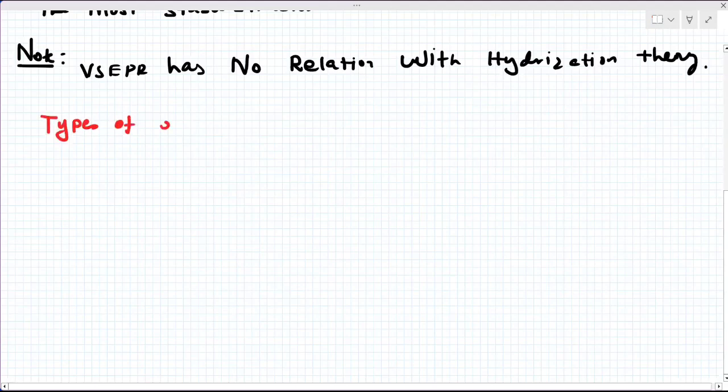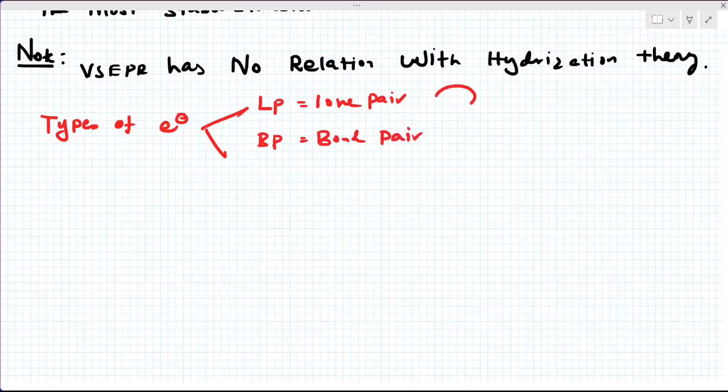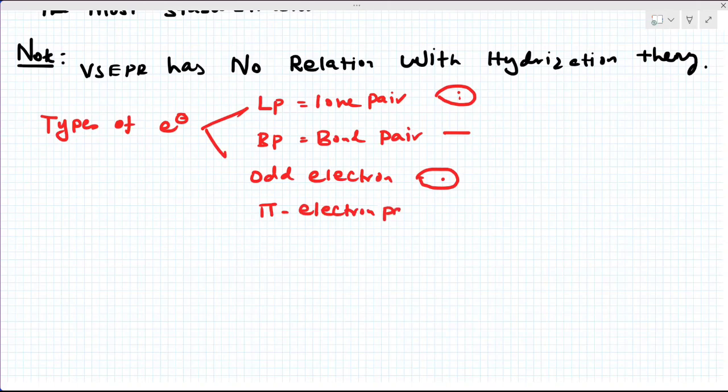Number one, lone pair, LP. That is called lone pair. Now BP, that is called bond pair. This is lone pair, this is bond pair. Now odd electron, that is called single electron species, only one electron. Now pi bond, pi electron pair. This is the types of electrons in the molecule.